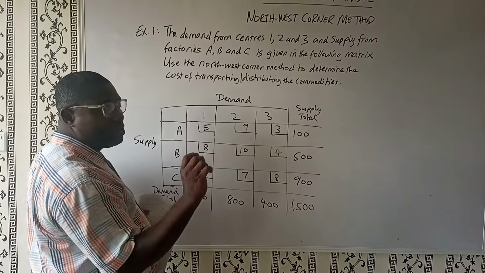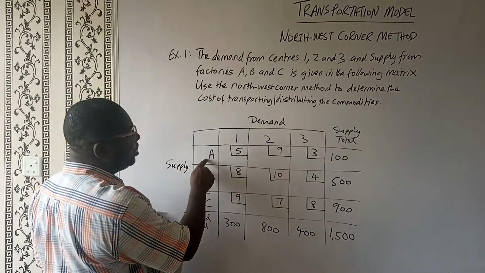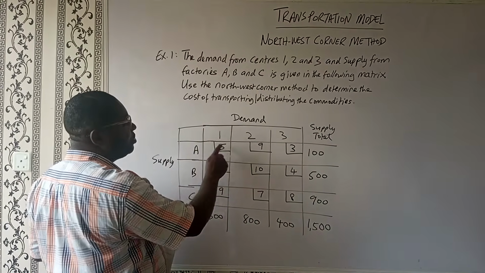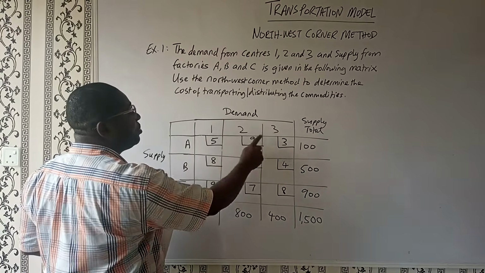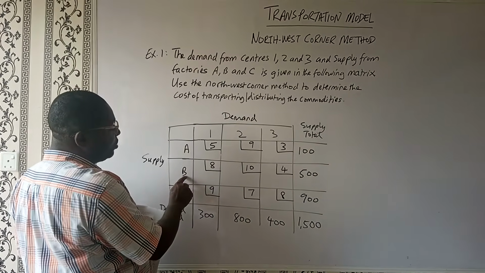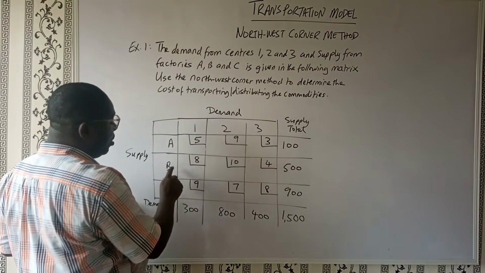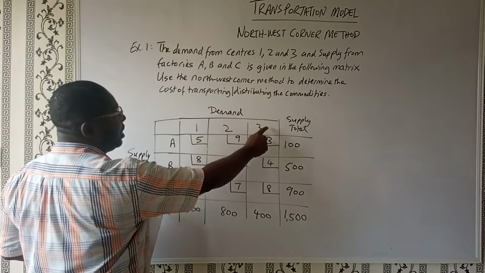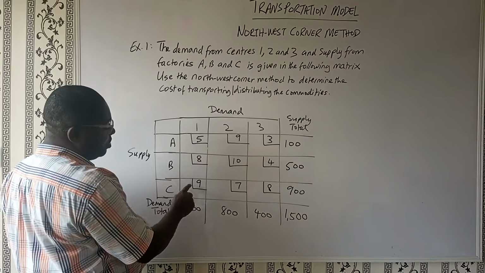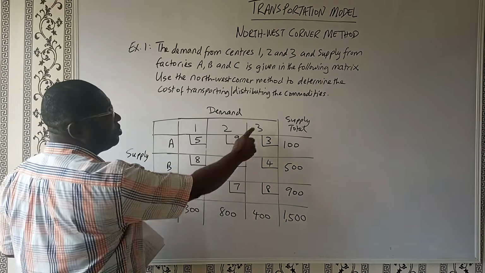These are the costs, the unit cost of transporting from factory A to center 1, factory A to center 2, factory A to center 3. These are the unit costs. This is from factory B to center 1, factory B to center 2, factory B to center 3. Then factory C to center 1, factory C to center 2, and factory C to center 3.